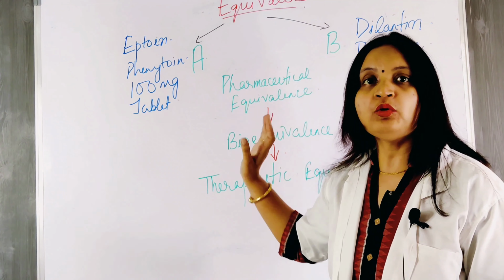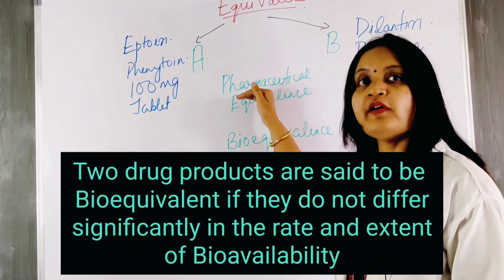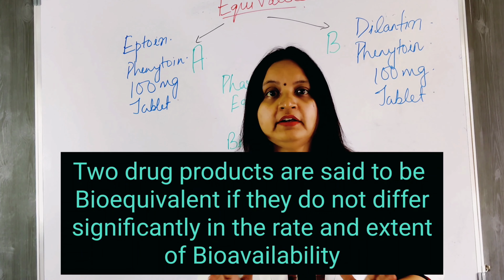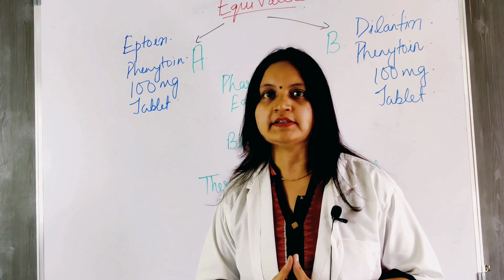So what is bioequivalence? Two pharmaceutically equivalent products are considered to be bioequivalent if the rate and extent of bioavailability do not differ significantly when tested under standard procedures.